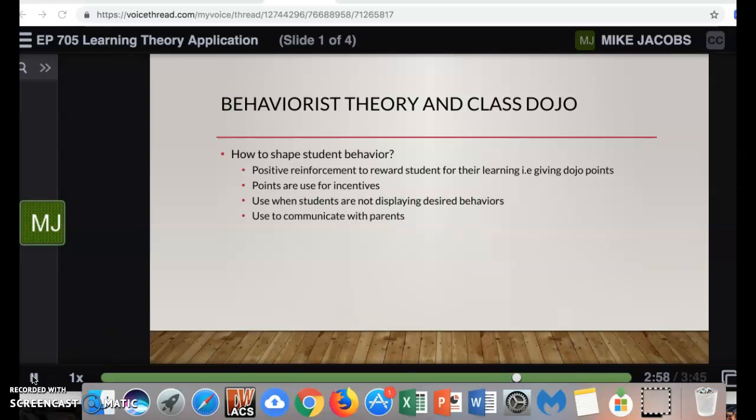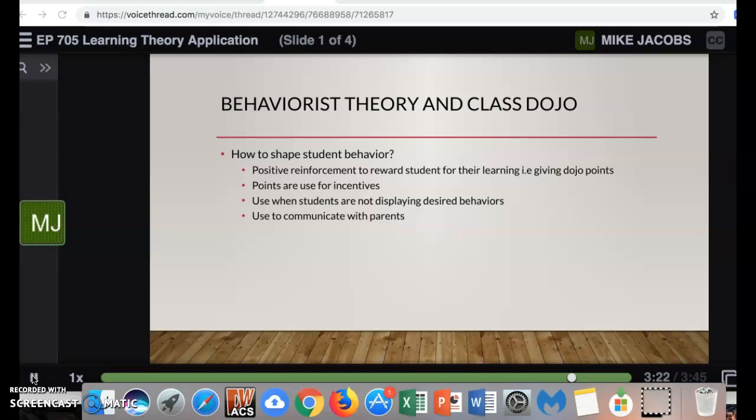Behaviorist Theory and Class Dojo. So how do we shape student behavior using positive reinforcement to reward students for their learning? Again, by giving students the positive Dojo points, using the points to give students incentives, because as we know, students will work harder when they receive incentives.